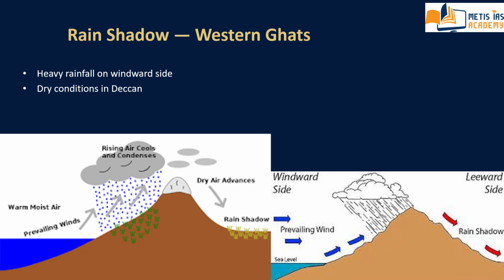In this rain shadow slide, we explain very clearly through images. Please focus on them. They show the windward side, leeward side, prevailing wind, warm moist air, rising air that cools and condenses, how it becomes rain, how the air becomes dry, and how the rain shadow area forms. Please go through it once carefully.